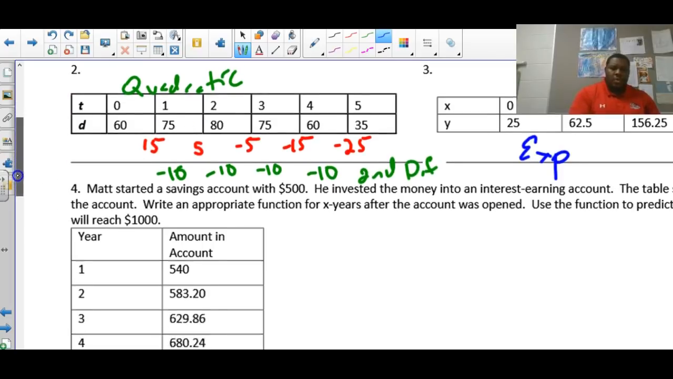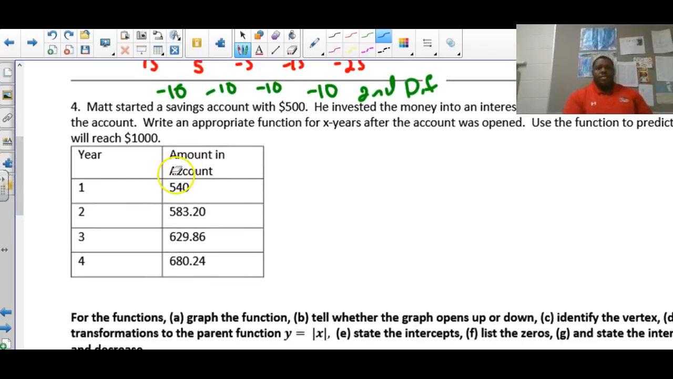Let's look at number 4. Number 4 says Matt started a savings account with $500. He invested his money into an interest earning account. The table shows the value of the account. Write an appropriate function for X years, then use the function to predict when the account will reach $1,000. First we need to figure out what type of equation this is.